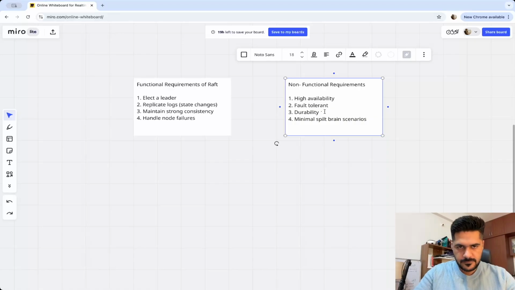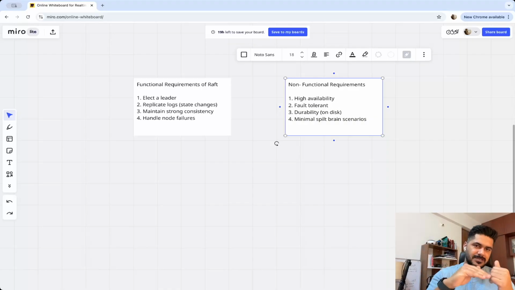And finally, durability. Whatever logs are coming to the system should be flushed and written onto the disk, and only then can we say it's durable. So even if your node dies, all the logs in the system are saved on disk, so you can recover at any point in time. So these are my non-functional and functional requirements.